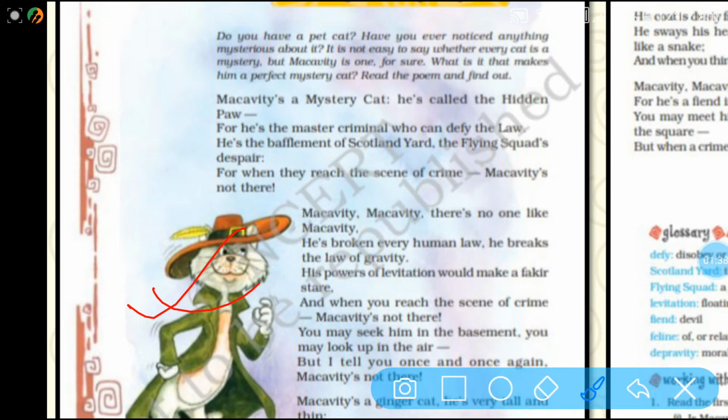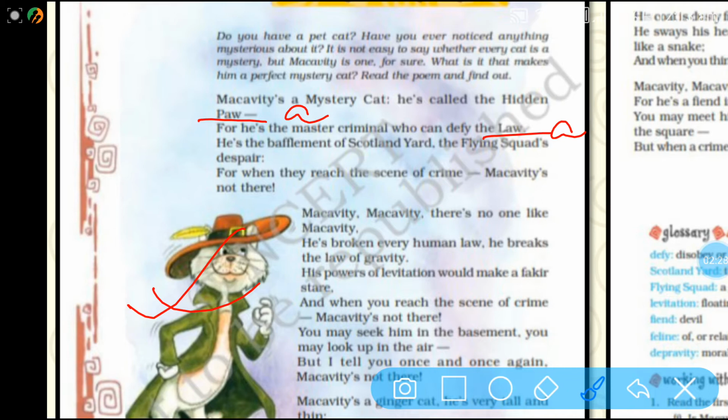So the rhyming scheme. Let me tell you what the rhyming scheme actually is first. Let me read the lines first. Macavity is a mystery cat. He is called the hidden paw, for he is the master criminal who can defy the law. Rhyming scheme means when you have a similar rhyming tone. Like in the first line, the last word is paw, and in the second line, the last word is law. These two words are similar in tone, so we will denote it with A and A. Similar in tone, that's why a similar letter is given.